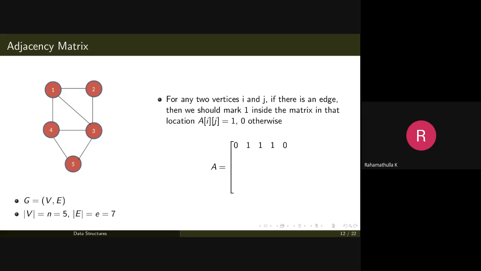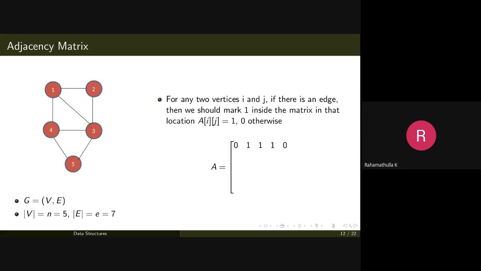Consider this undirected graph with 5 vertices, G equal to (V, E), n equal to 5, and number of edges equal to 7. 1 to 2 there is an edge, 1 to 3 there is an edge, 1 to 4 there is an edge, and so on. Number of edges is equal to 7. So the adjacency matrix representation is this: for any vertices i and j, if there is an edge, then we should mark 1 inside the matrix.